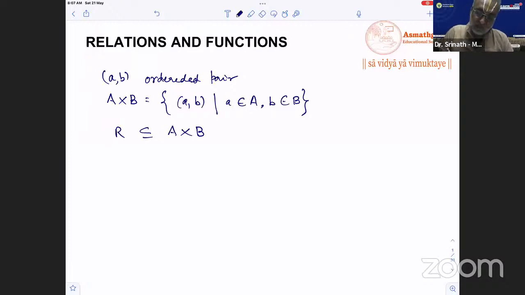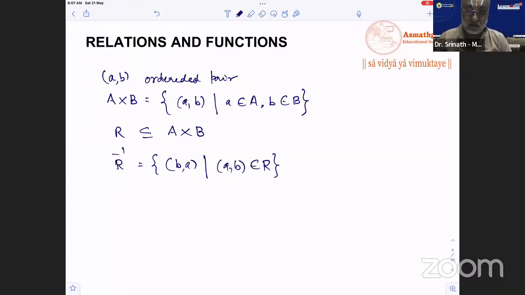Then you would have studied what is this R inverse. It is the set of all (b, a) such that (a, b) belongs to R. This we call the inverse relation. And in a relation, you know what is the domain, what is the codomain, and what is the range. So in the case of an inverse relation, these get interchanged.